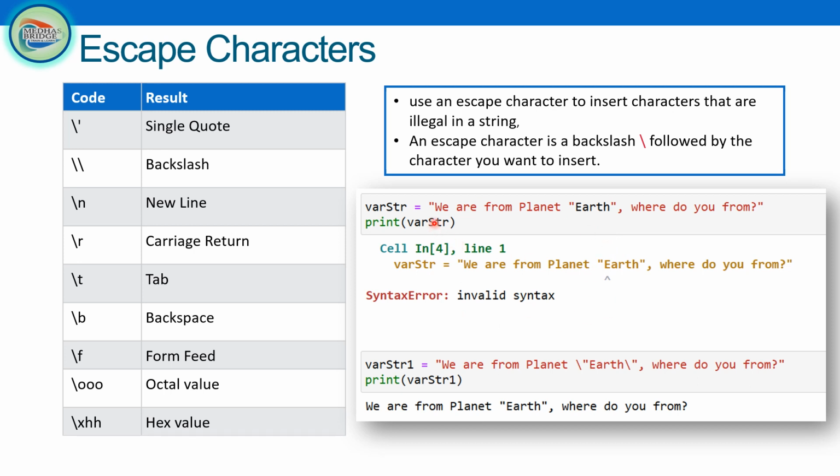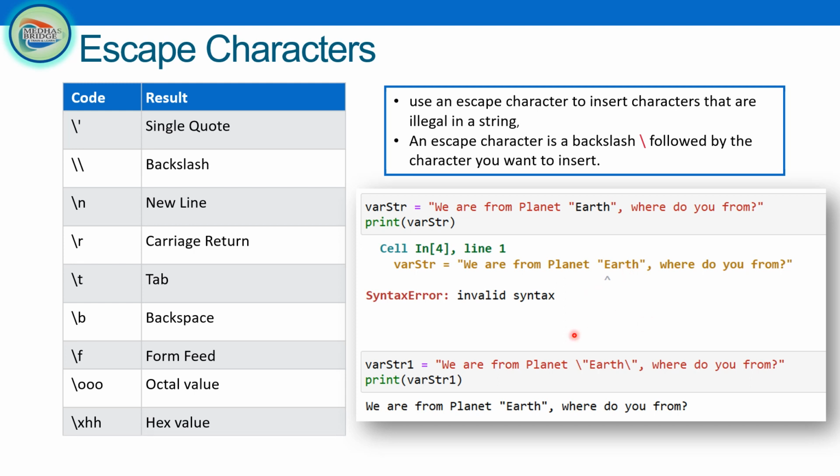Here we have an input string, which is: we are from planet Earth. Where do you from? Within the string, we have one more string, which is Earth, included within double quotes. If we run this print method, it throws an exception because double quotes inside the string are not allowed.